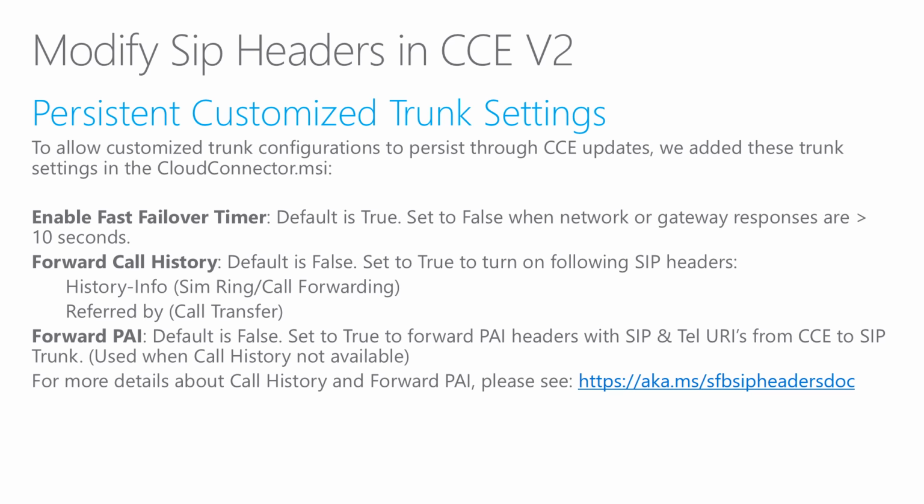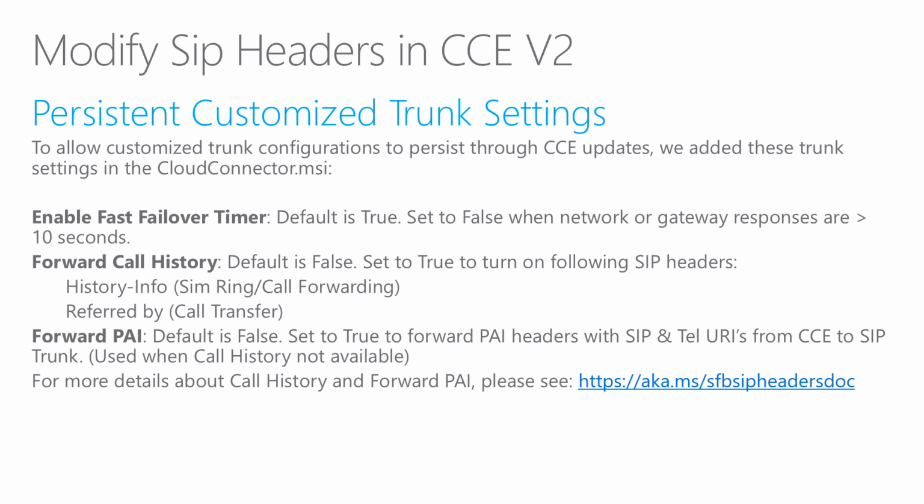persistent customized trunk settings. This enables administrators to modify the following trunk settings in the Cloud Connector configuration file that will persist through CCE upgrades. The first is Enable Fast Failover Timer. The default is true. And when it is true, the mediation server will expect to have a 183 progress back within 10 seconds. If it doesn't, it will disconnect the call.